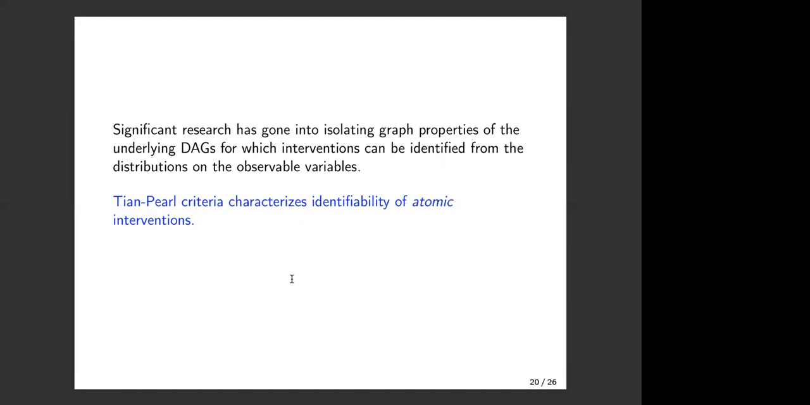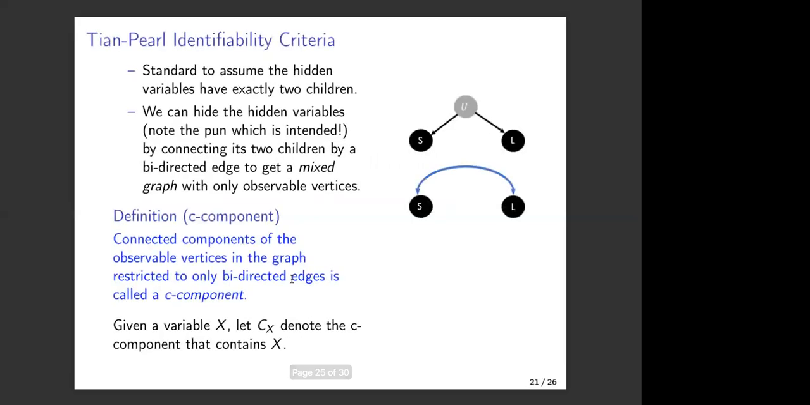And Tian is listening. I also wanted to add that the Tian-Pearl paper is one of the papers I like the best on this topic. Okay, so what is the Tian-Pearl criteria? So you can all unmute and give me a big love for the slide. Okay, I'll tell you when.